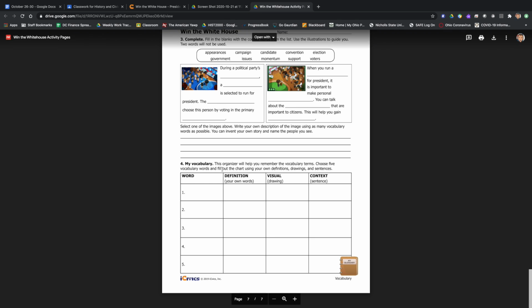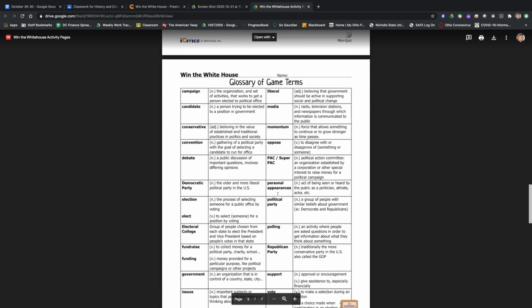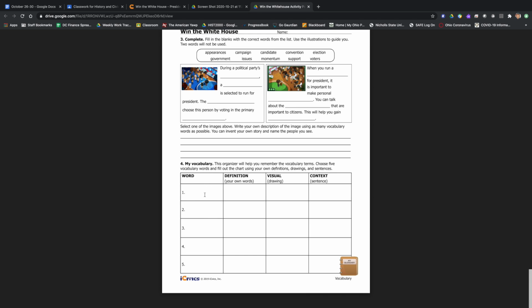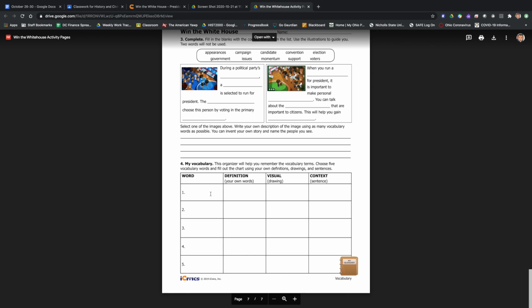Last but not least, this organizer will help you remember vocabulary terms. Choose 5 vocabulary words from up here, any 5 of these. All right? And fill out the chart using your own definitions, drawing, and sentences. So choose a term. Put in your own definition, in your own words. If you're doing a paper version, make a little drawing. If you are doing the online version, you can search the internet, copy and paste an image if you'd like, and then write a sentence. Put this in a sentence.